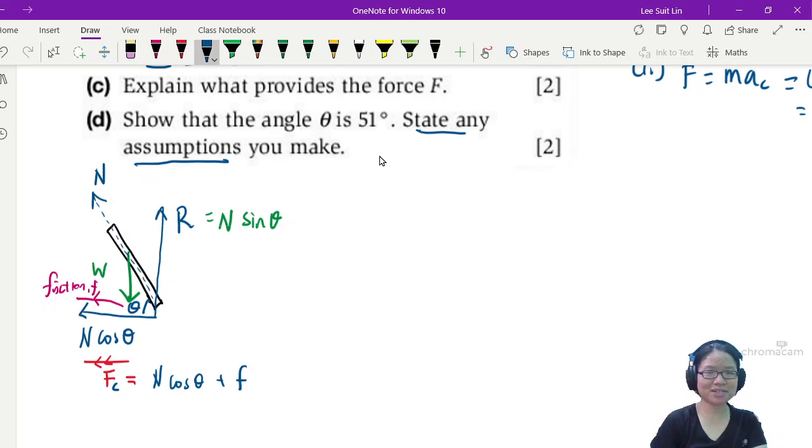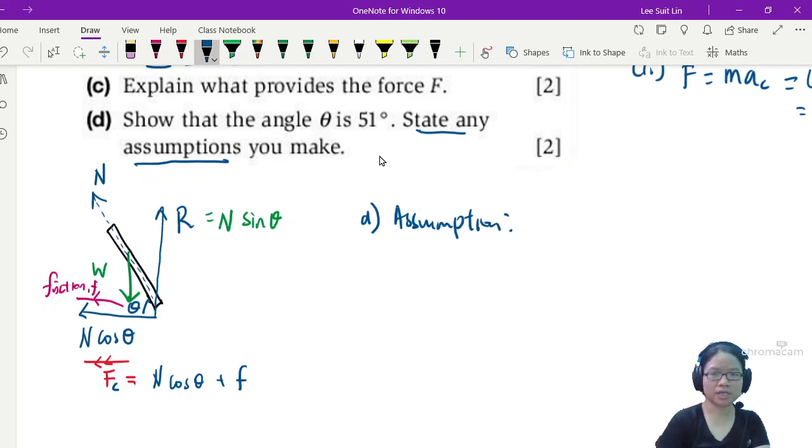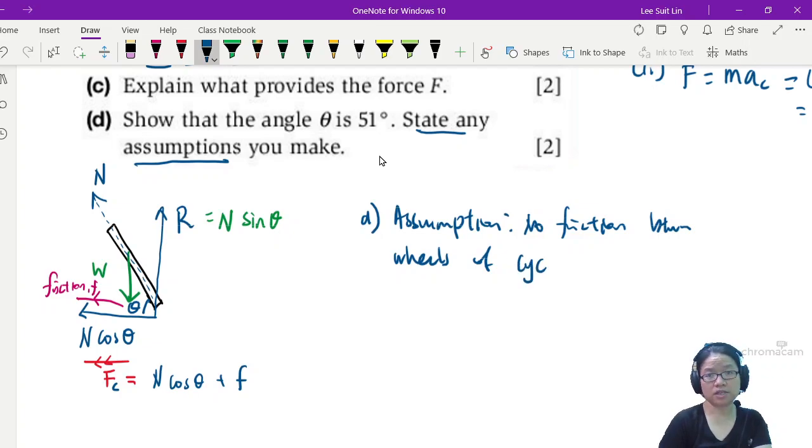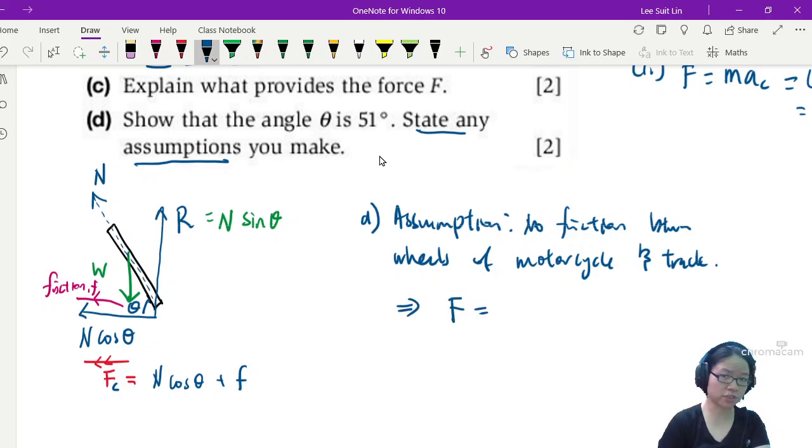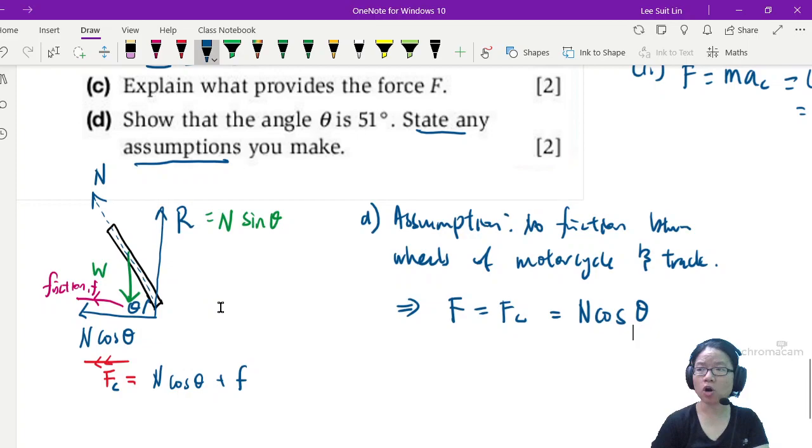Okay, so let's say that the assumption is there's no friction between the wheels of the motorcycle and the track. So because of this, your net force, which is equal to your centripetal force, will also be equal to the horizontal component of your reaction force.